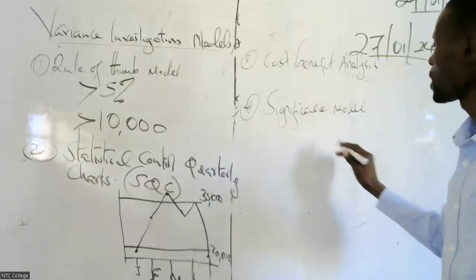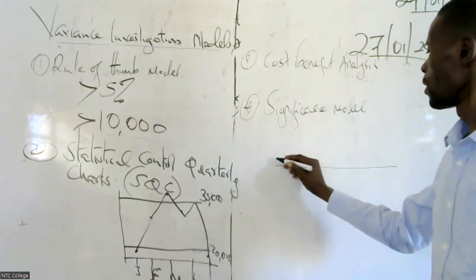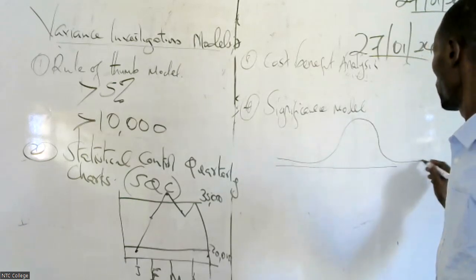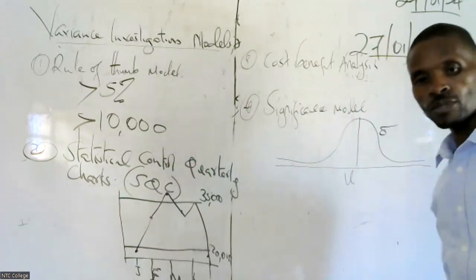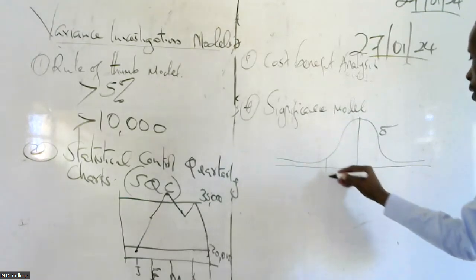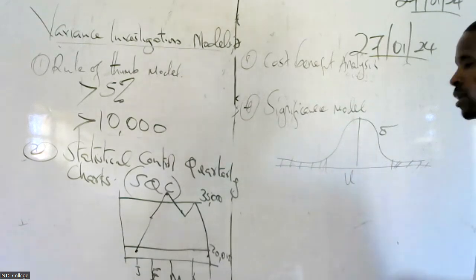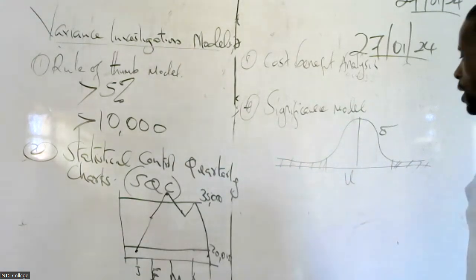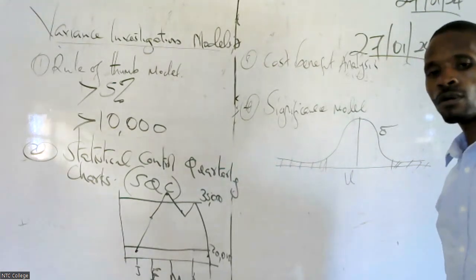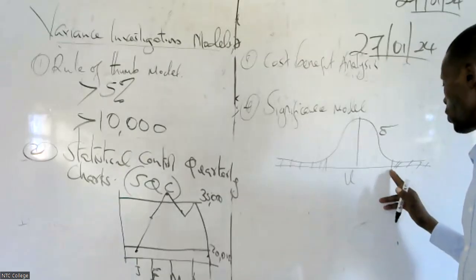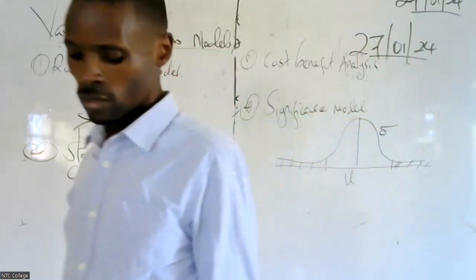This one uses the concept of the normal distribution curve, whereby we have the average and the standard deviation. So you'll be having the two critical regions. If the variance that you have computed falls on the shaded side, you investigate. But if it is on the unshaded side, you don't investigate.